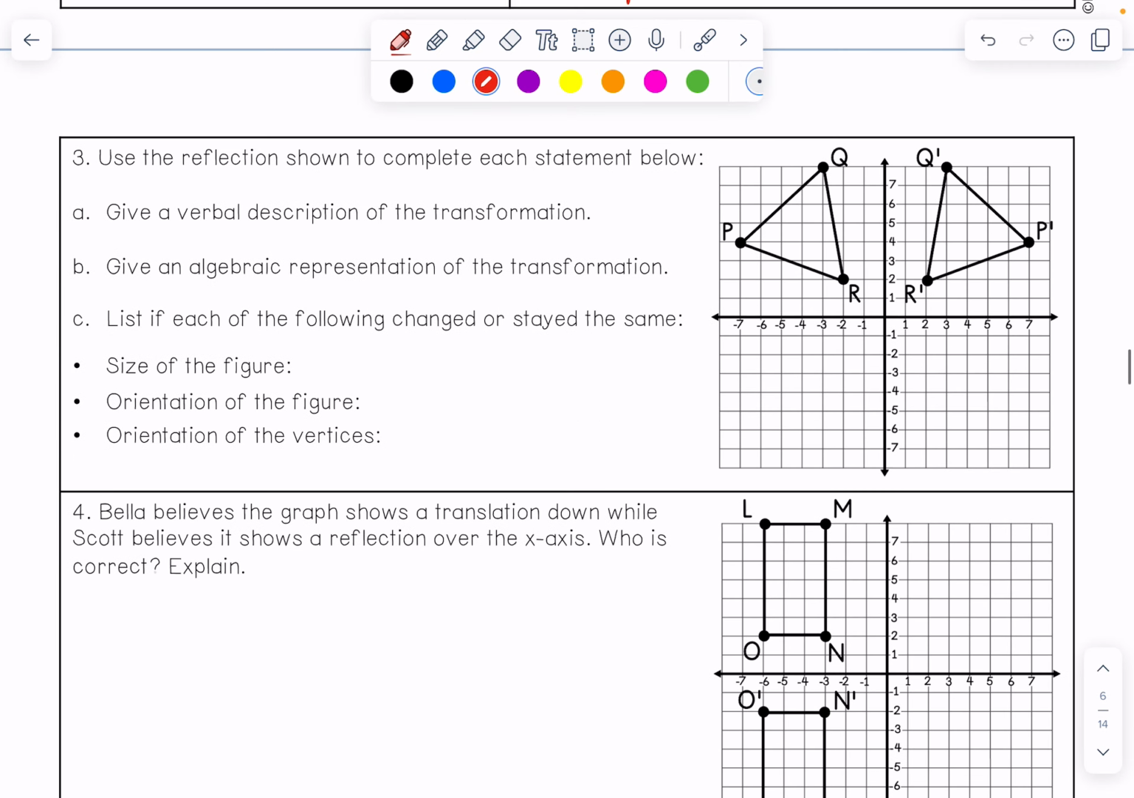All right, so let's look at a couple more examples. Here it says use the reflection shown to complete each statement below. So give a verbal description of the transformation. So again, we want to figure out our pre-image over here to our image. I started with this figure on the left, and I ended up with this figure on the right. If we were to just give a verbal description of what happened, I flipped, or reflected, it. And in this case, I reflected it over the y-axis.